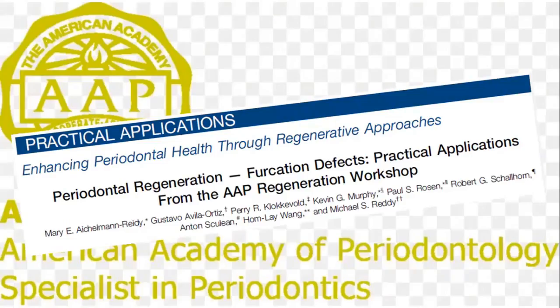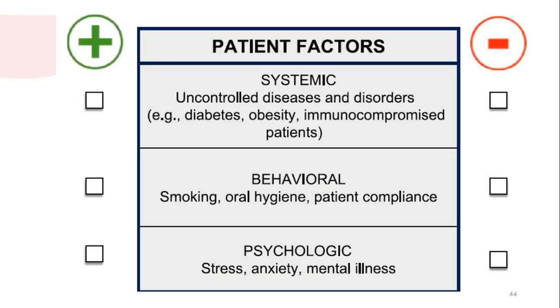The American Association of Periodontology published this paper in 2015 to answer this question: how should periodontal furcation defects be managed by a periodontal regenerative therapy, and what parameters should be used for treatment selection? The most important factors that we have to mention first are the patient factors, resembling systemic diseases like diabetes, obesity, and immunocompromised patients. Also, behavioral, when the patient is smoking more than 10 cigarettes daily, bad oral hygiene, and patient compliance.